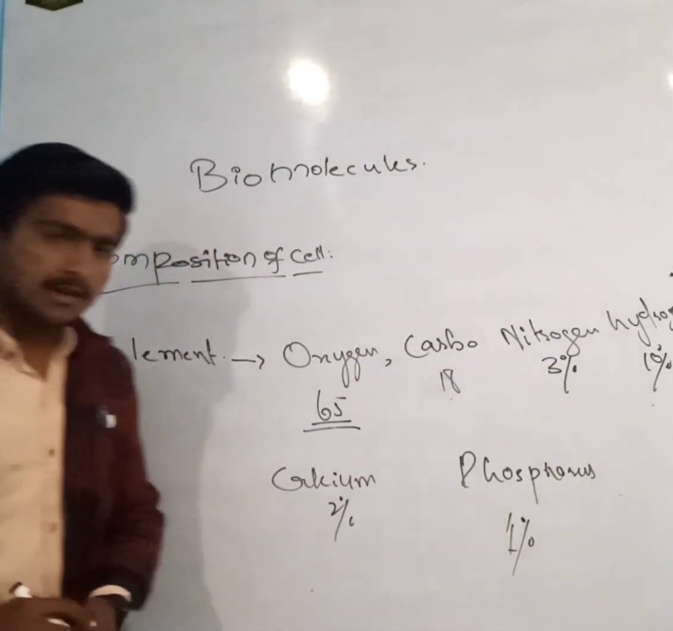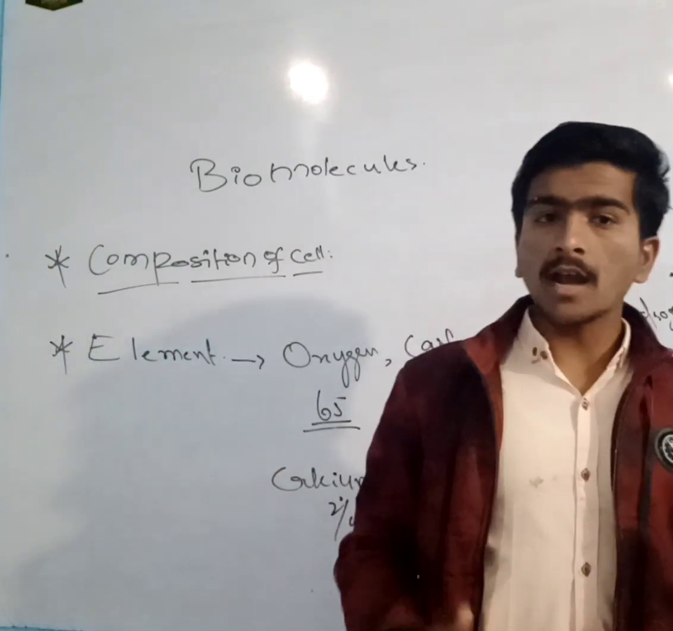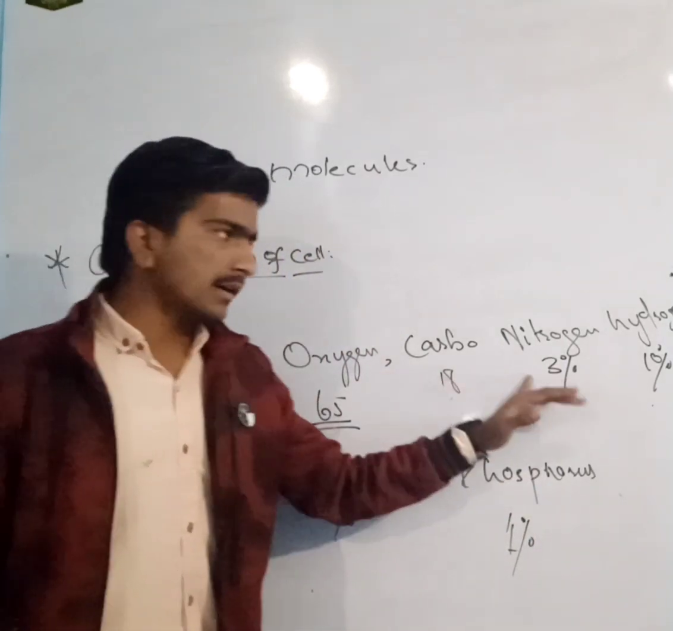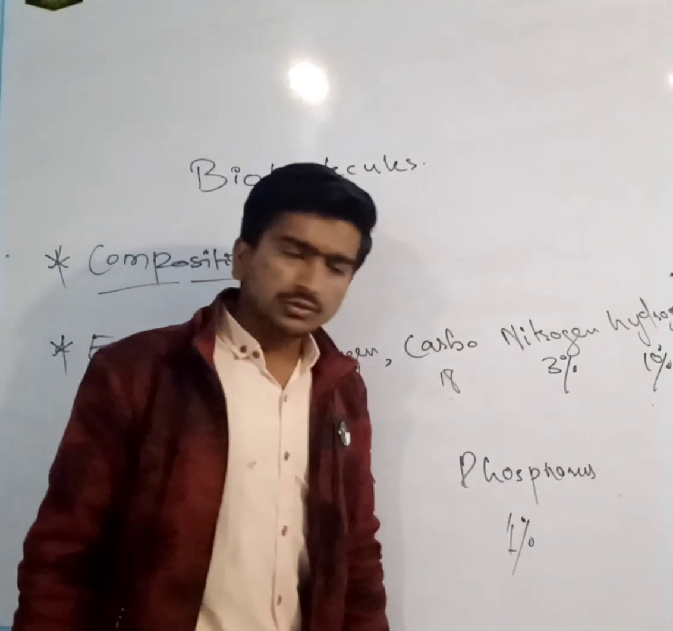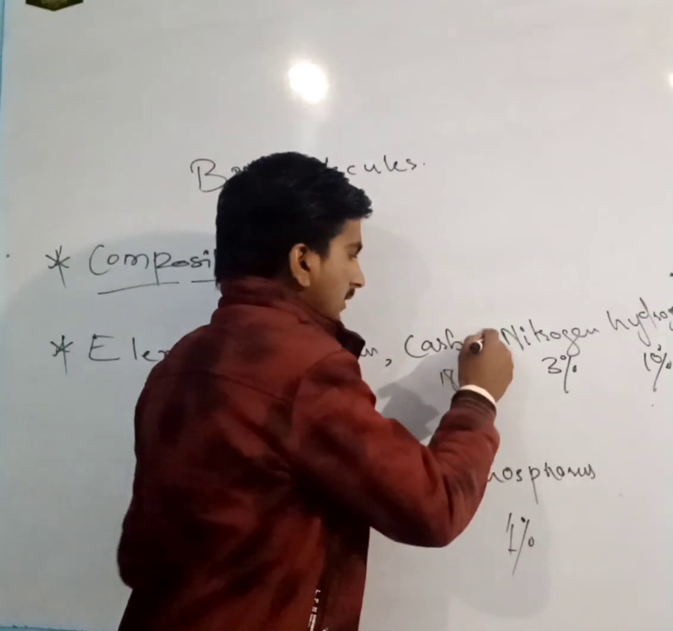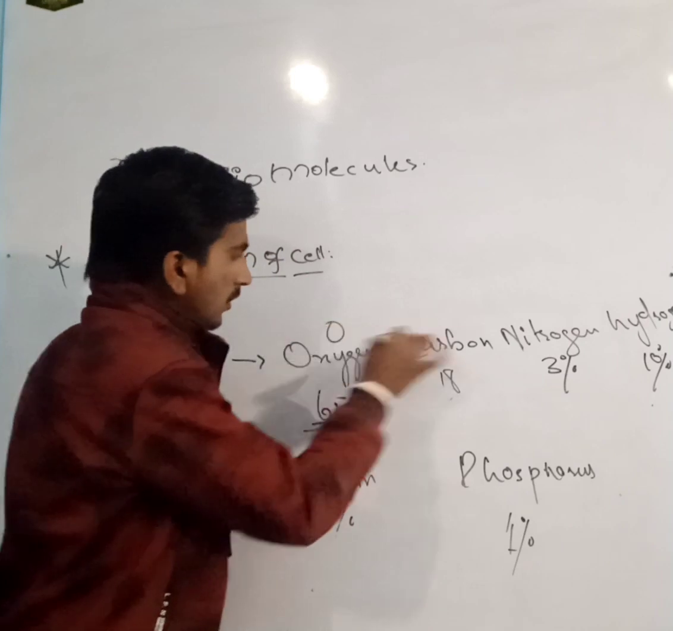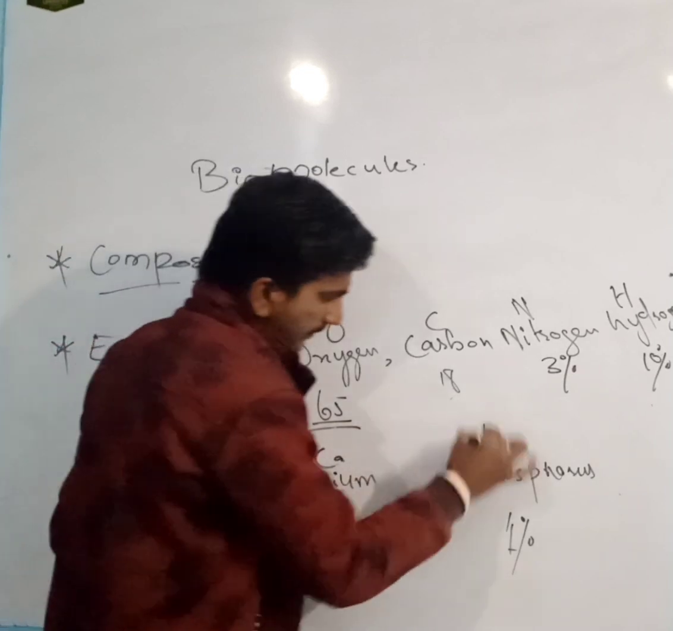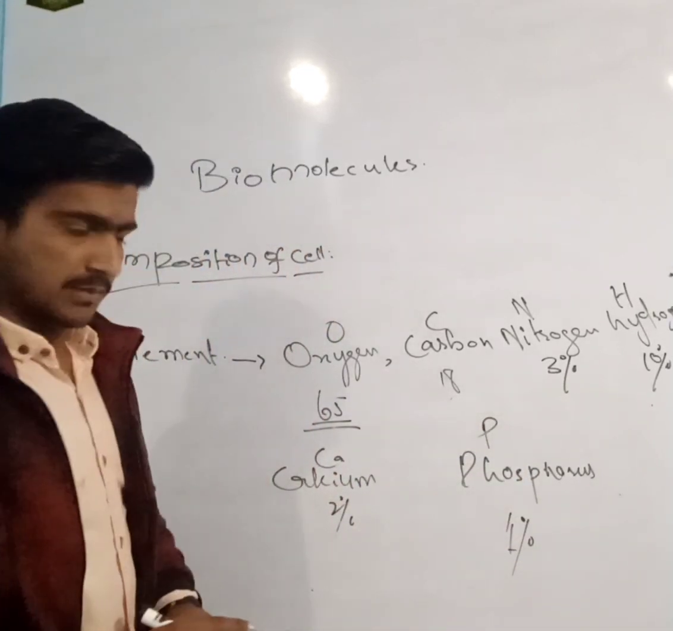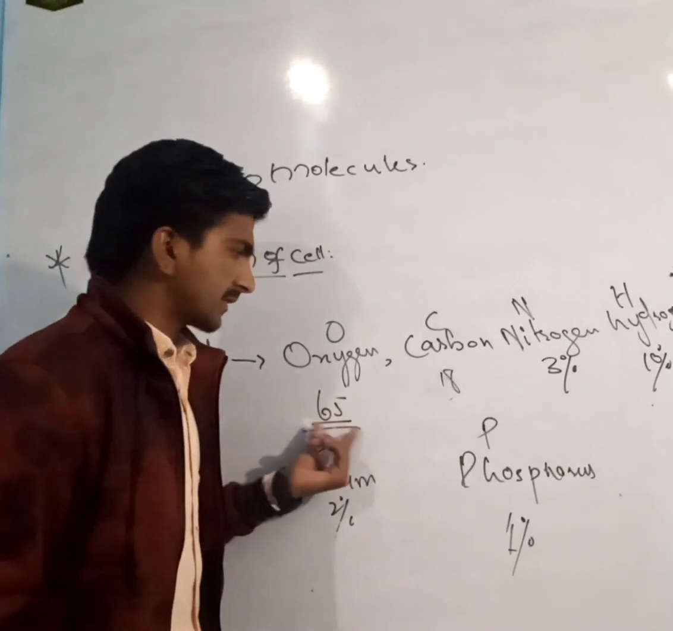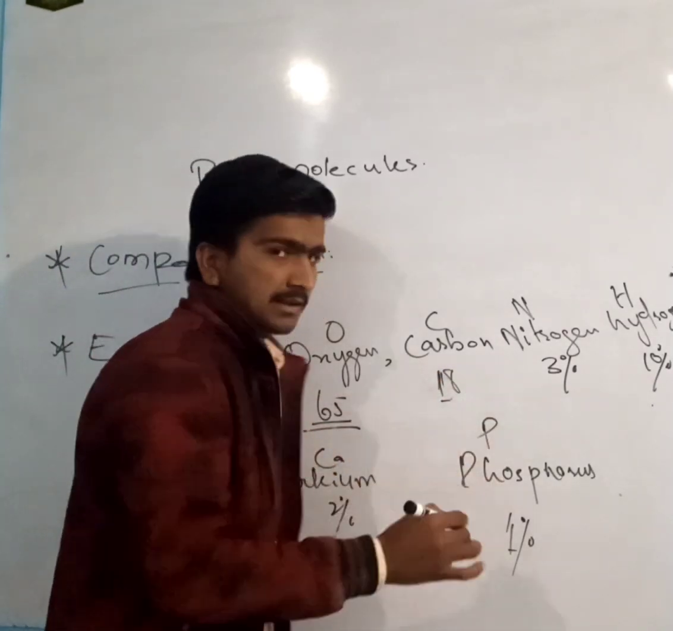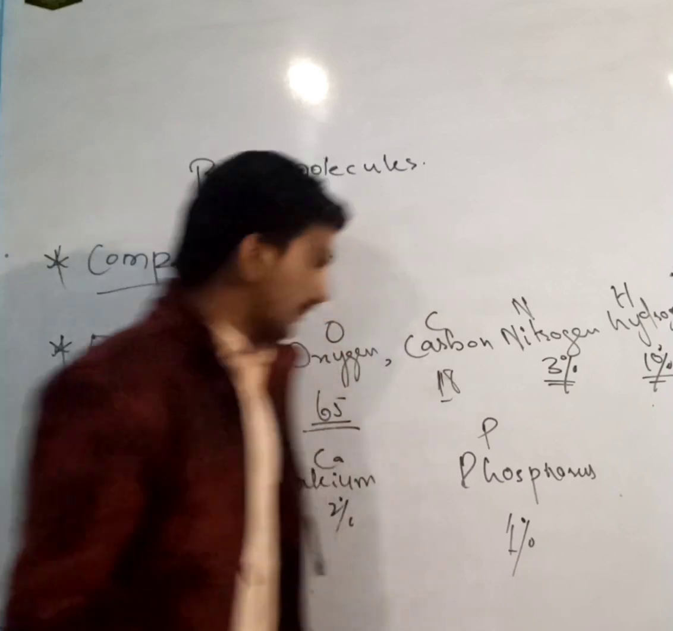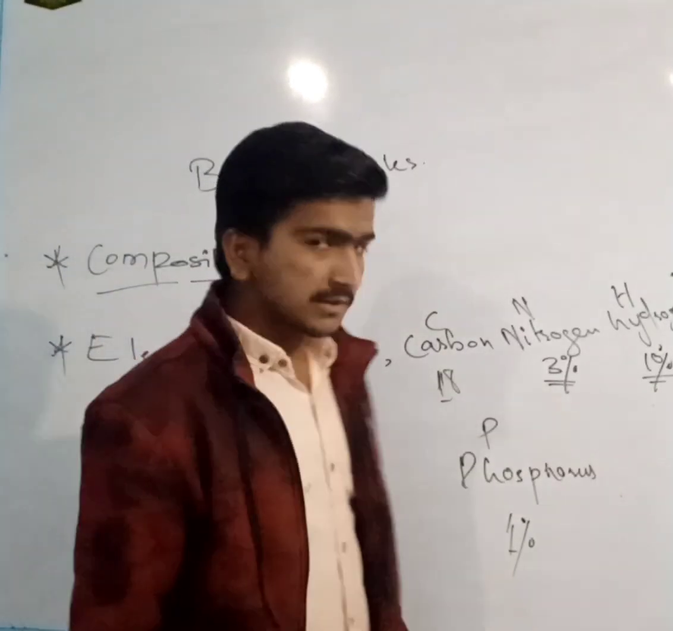So dear students, 99% of our body is made up of these 6 elements: oxygen, carbon, nitrogen, hydrogen, calcium, phosphorus. Their symbols are O, C, N, H, Ca, and P only. How much percent is oxygen? 65%. Carbon is 18% in our body. Nitrogen 3%, hydrogen 10%, calcium 2% and phosphorus 1%.